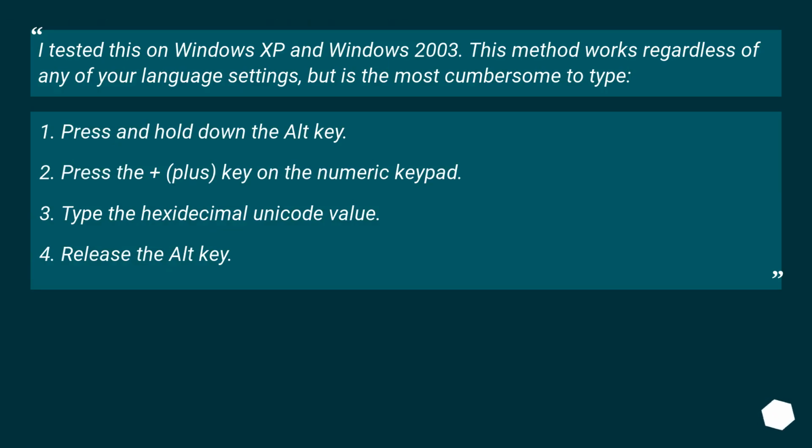I tested this on Windows XP and Windows 2003. This method works regardless of any of your language settings, but is the most cumbersome to type. Press and hold down the Alt key. Press the plus key on the numeric keypad. Type the hexadecimal Unicode value. Release the Alt key.